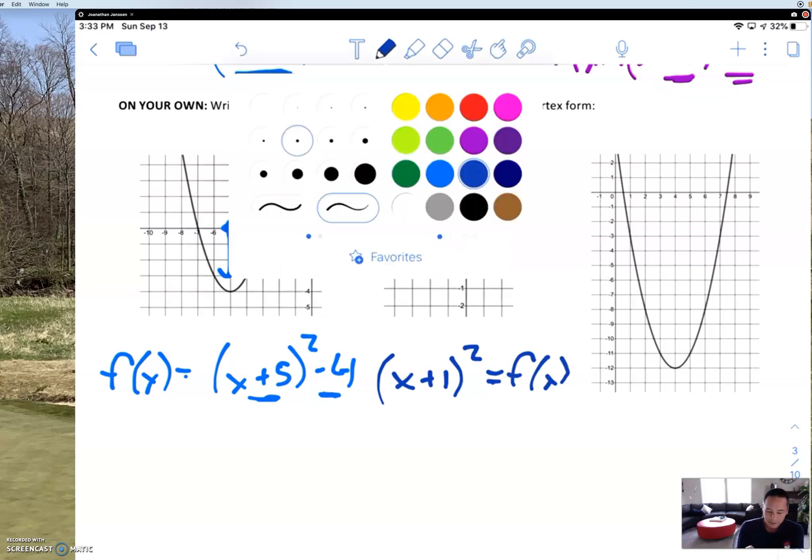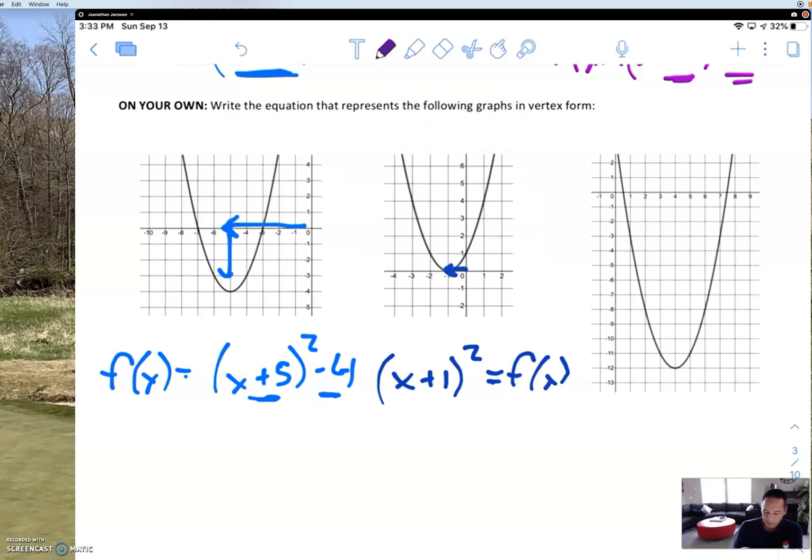And the last one, we'll put our Vikings colors here. It slid to the right by 4, and it went all the way down by 12 to get to your vertex. So we have f(x) =, to make it go to the right by 4, it's going to be (x - 4)^2, and then went down 12, so minus 12.